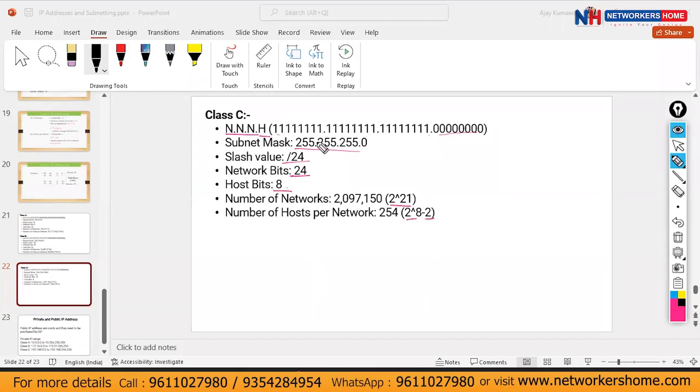This is the calculation about class A, B, and C. So anyone having any doubts so far in these classes? Whatever we have discussed today, any doubt? Online people? No, sir. Okay.